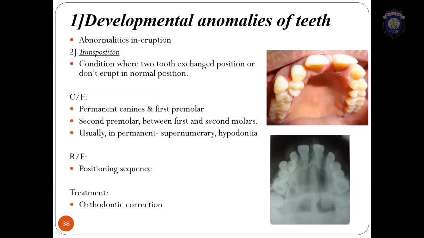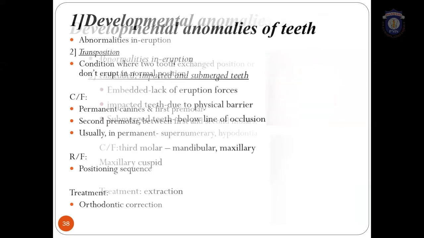Next is transposition. This is a condition where two teeth exchange position. This is more commonly seen in permanent canines and the first premolars. Sometimes the second premolar can be seen between the first molar and the second molar. Radiographically, the positional sequence can be seen as transposition. So the treatment option is orthodontic correction.